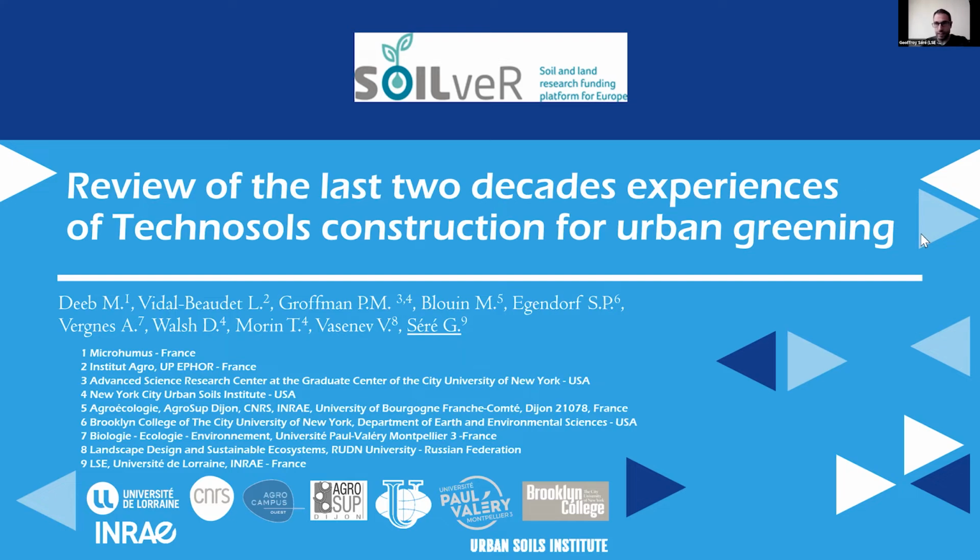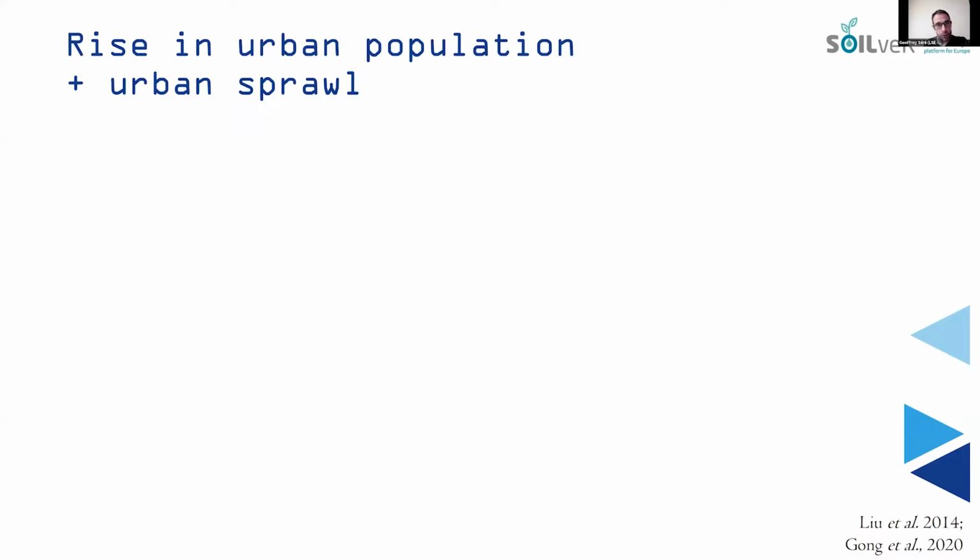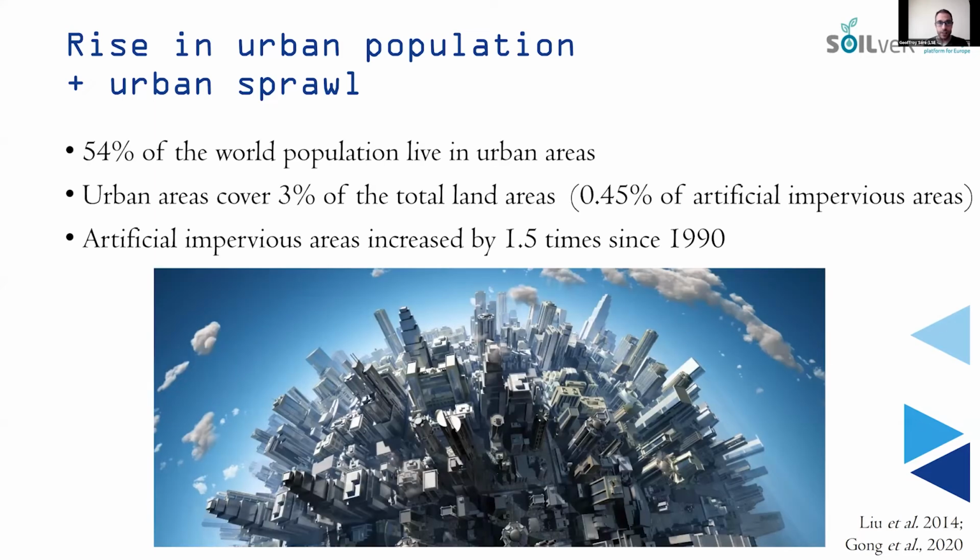I guess you might not be so familiar with the topic, so I will briefly introduce it. I guess that all of you are aware of the rise in urban population. Nowadays, more than half of the world's population lives in urban areas, leading to a coverage of more than 3% of the total world land area. And at last, soil artificialization leading to impervious areas is still increasing over time.